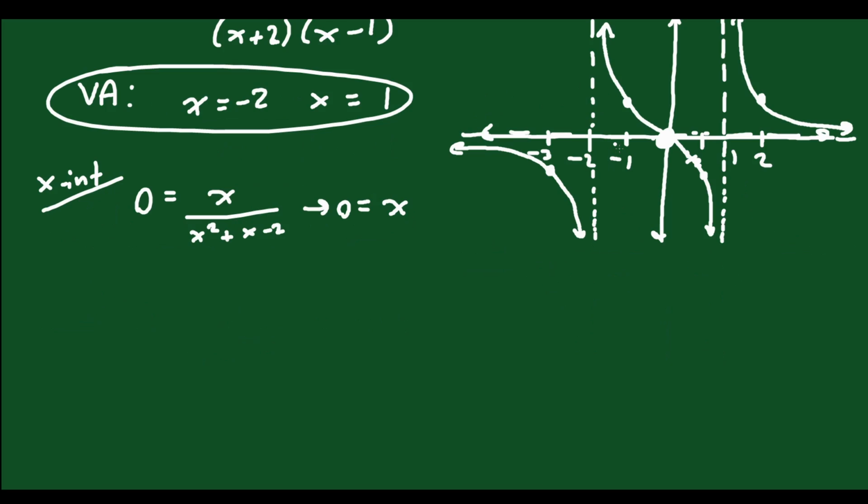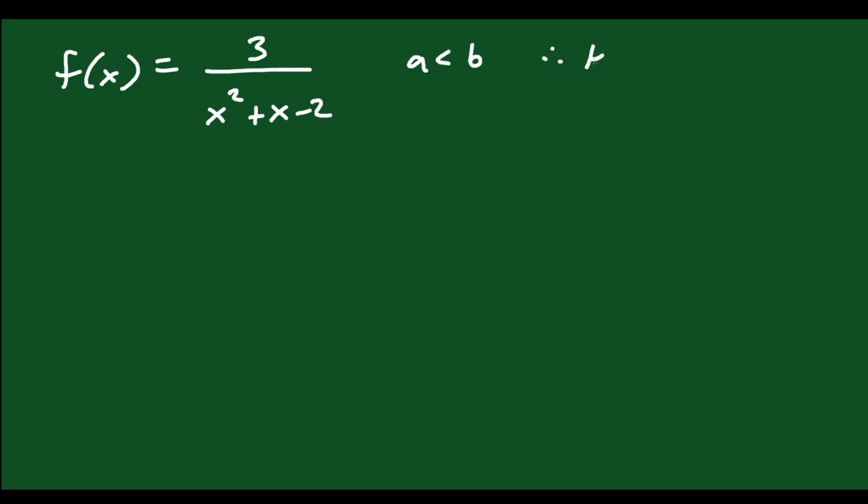Okay, so let's move on now to another example. Let's say you have f of x equals 3 over x squared plus x minus 2. If we're thinking about the horizontal asymptote, the exponent on the bottom is still bigger than the exponent on top, right? A is less than b. Therefore, horizontal asymptote at y equals 0, just like the last two. But again, just because the horizontal asymptotes are the same doesn't mean they don't look very different, right?